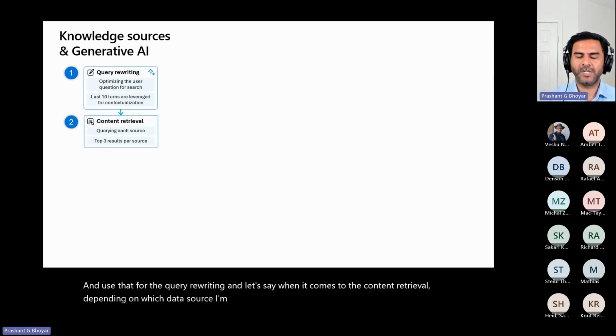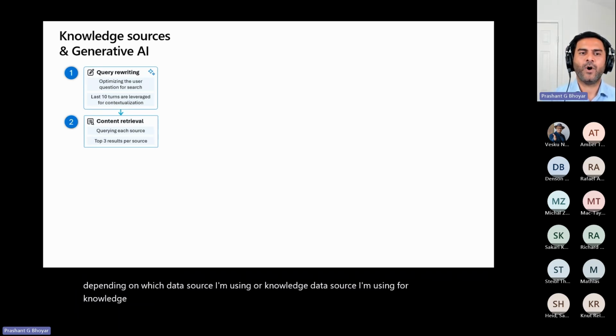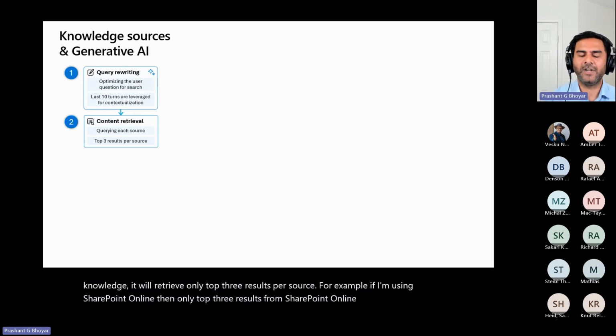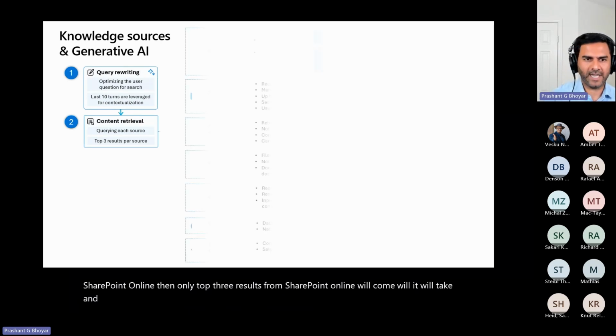When it comes to content retrieval, depending on which knowledge data source I'm using, it will retrieve only the top 3 results per source. For example, if I'm using SharePoint Online, then only the top 3 results from SharePoint Online will come, and it will use that to give you the answer.